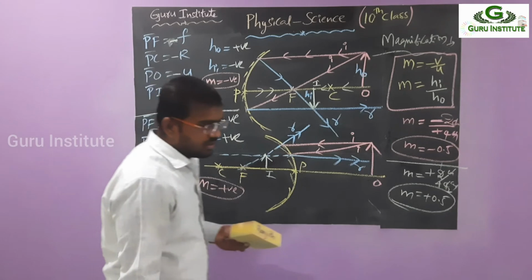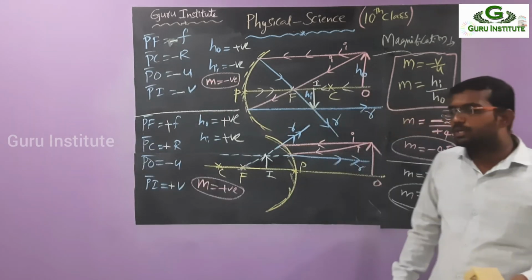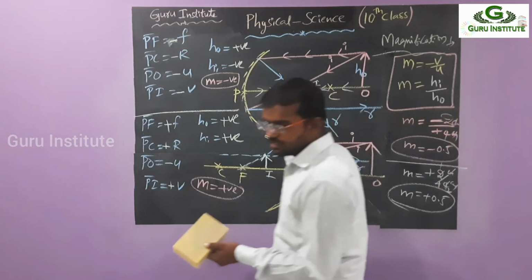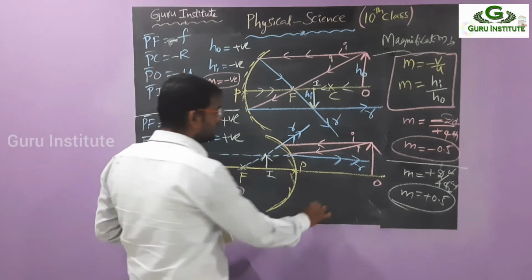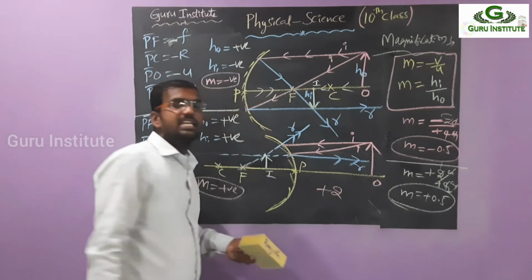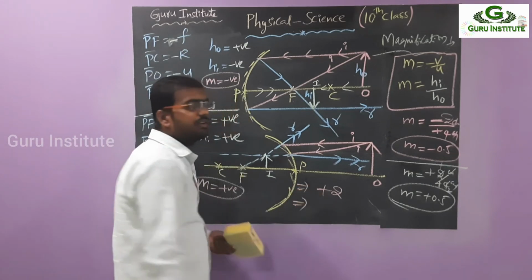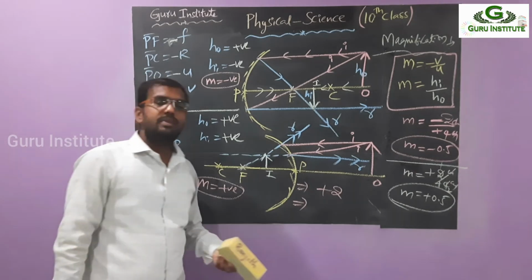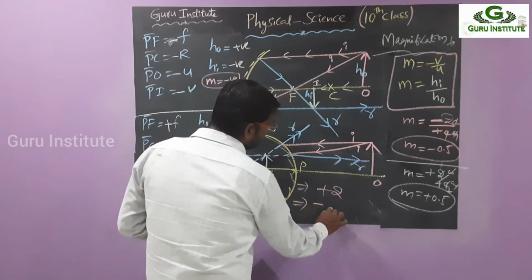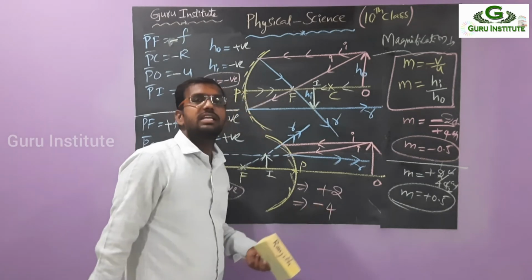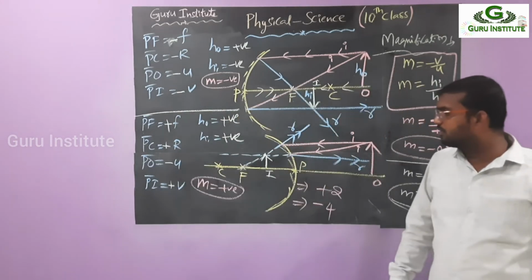Convex mirror. If I am asking one question: for a mirror, an object is placed in front of the mirror and an image is formed, and its magnification is observed to be plus 2. Then what is the nature of the image? That is one question. Or the second question: in front of a mirror we place an object and its magnification after formation of the image is minus 4. Then what is the nature of the image, and which type of mirror is used in the two cases? This will be asked in your final exam.